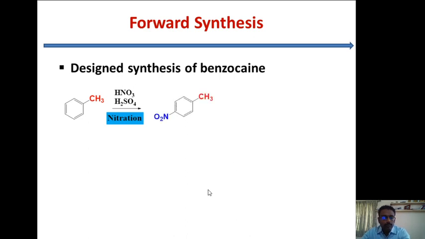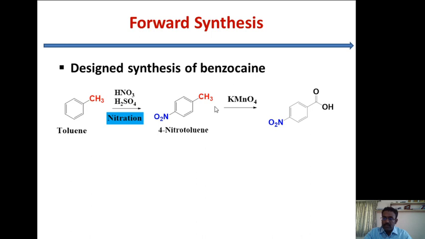We get 4-nitrotoluene. Then you do oxidation. See, we are writing the forward synthesis, so we have to come from the back, the last one you did in the disconnections. Okay, so then we do the oxidation using KMnO4, so that you get the 4-nitrobenzoic acid. This methyl is converted into the acid group.